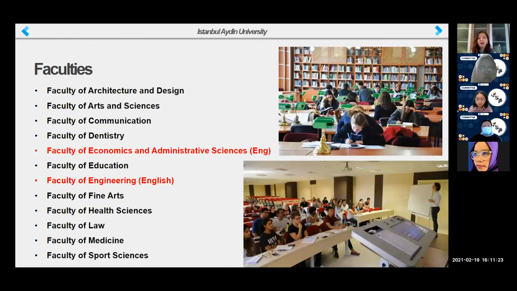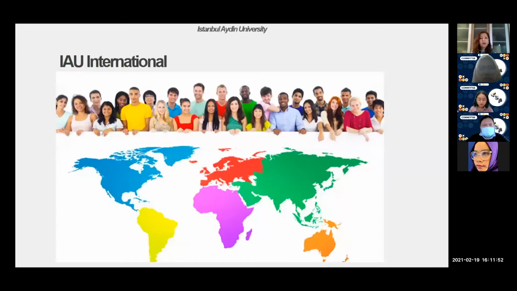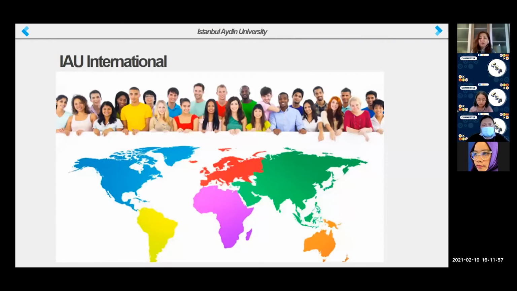If you look at the faculties, we teach most of the disciplines, but I have highlighted here 2 faculties which are of special interest to international students. Faculty of Economics and Administrative Sciences and Faculty of Engineering teach most of their programs in English. So this is where most of our international students are. So again, mostly preferred by our exchange students as well. Let me talk about how we are organized and what we are doing internationally.